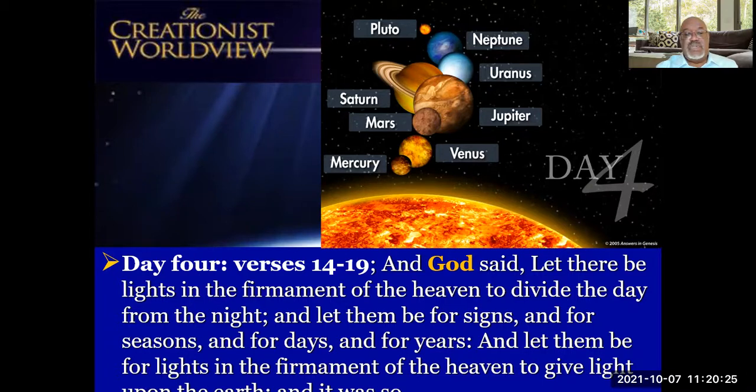And God said that there be lights in the firmament of the heaven to divide the day from the night. And let them be for signs, and for seasons, and for days, and for years. And let them be for lights in the firmament of the heaven to give light upon the earth.